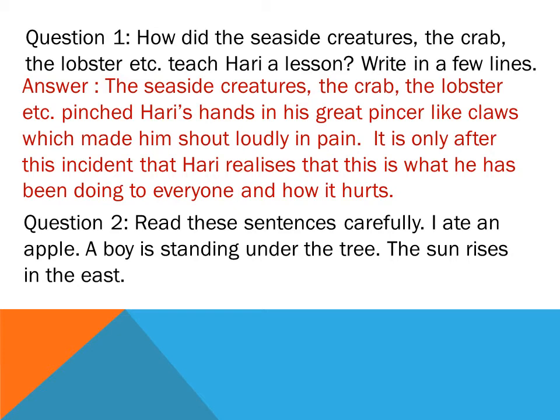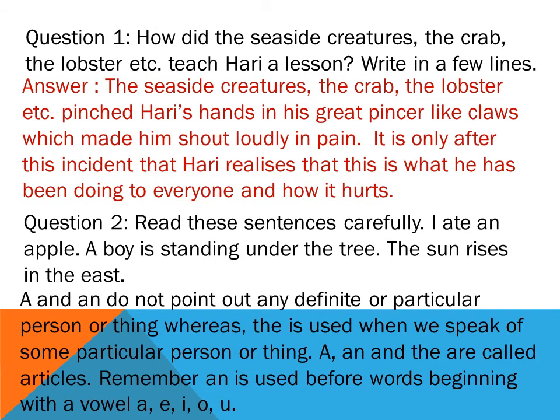Question 2. Read these sentences carefully. I ate an apple. A boy is standing under the tree. The sun rises in the east. A and an do not point out any definite or particular person or thing, whereas the is used when we speak of some particular person or thing. A, an and the are called articles. Remember, an is used before words beginning with a vowel: A, E, I, O, U.